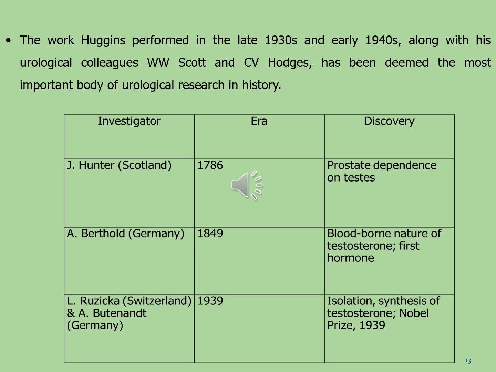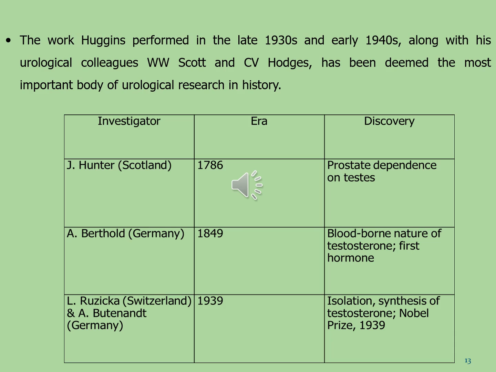Now we will discuss the investigators and authors who discovered and performed different kinds of work on dihydrotestosterone in different years. The first investigator is J. Hunter, from Scotland. In 1786, he discovered the prostate's dependence on the testes. The second investigator is Berthold in Germany. In 1849, he discovered the blood-borne nature of testosterone, the first hormone.